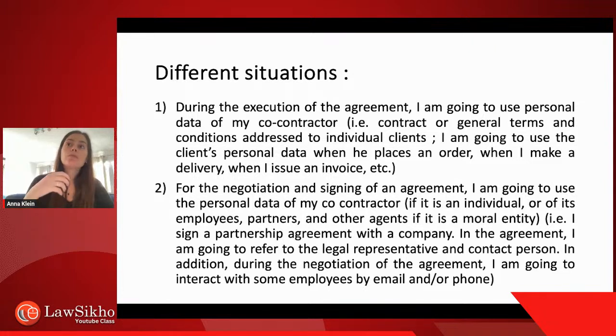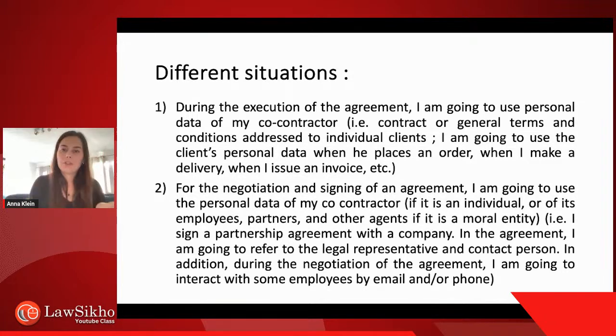But even when we think about it, we don't necessarily do what we should be doing. So during the execution of an agreement, I am going to use the personal data of my co-contractor, the person with whom I signed a contract. Let's say that the person is a client, and that this client is an individual. So it may be a regular contract, or it could also be general terms and conditions. You know that those have contractual value if they are accepted properly by the client.